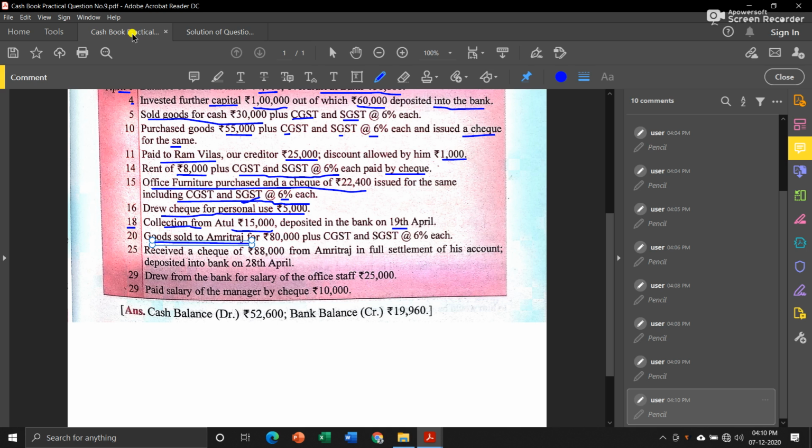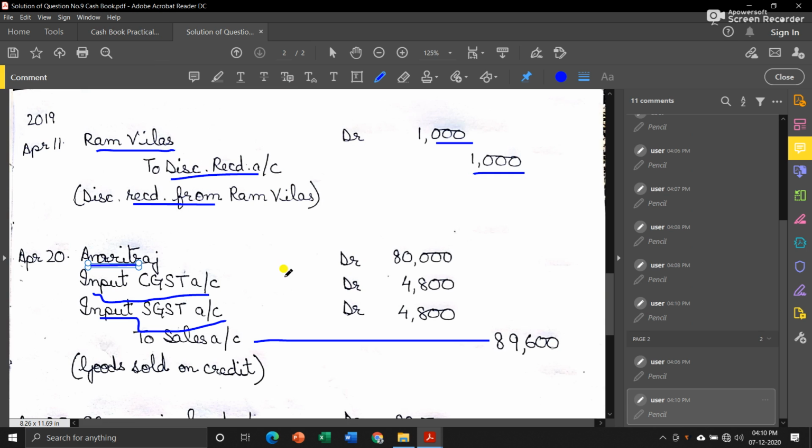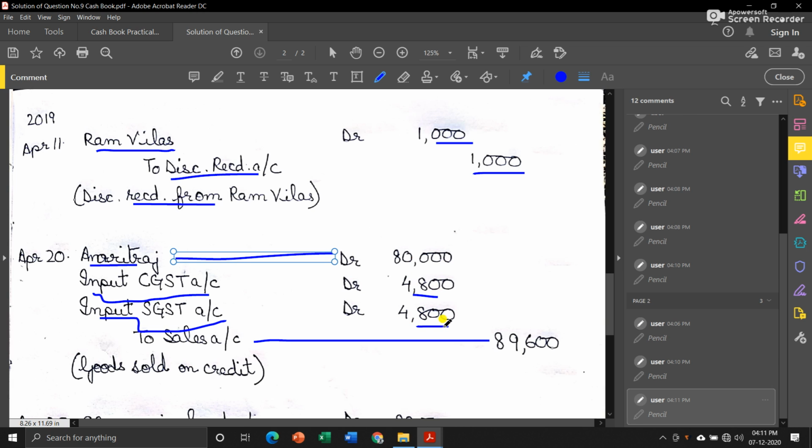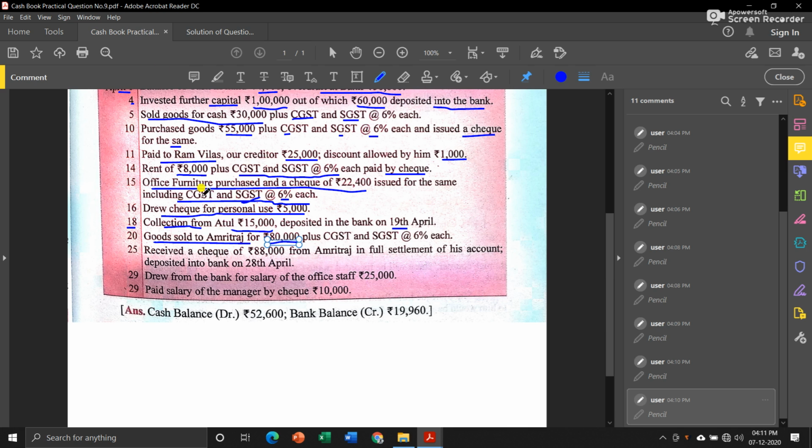Now for the amount, we sold goods worth rupees 80,000, so that 80,000 we will write opposite Amrit Raj's, and we have to calculate 6% CGST and SGST. So 6% of 80,000 is 4,800 and 4,800. After adding all these three together, we will write 89,600.